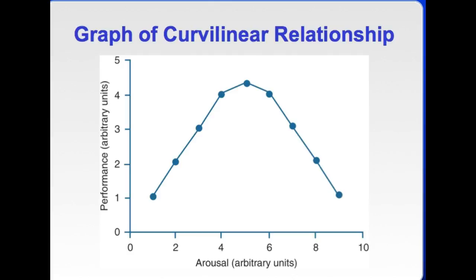Here is a graph of a curvilinear relationship. So you can see performance and arousal, arbitrary units, both on the side. You can see how those are correlated right there.